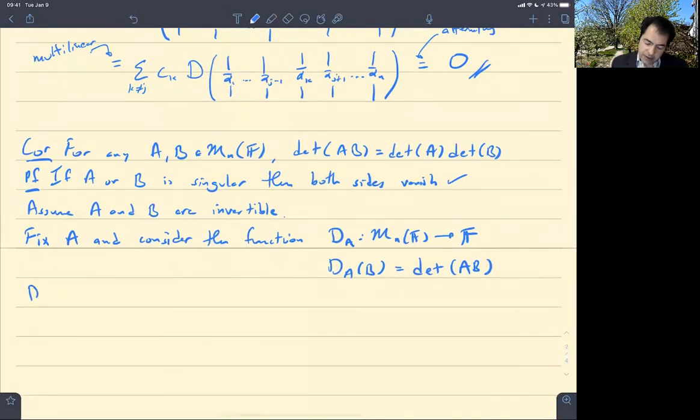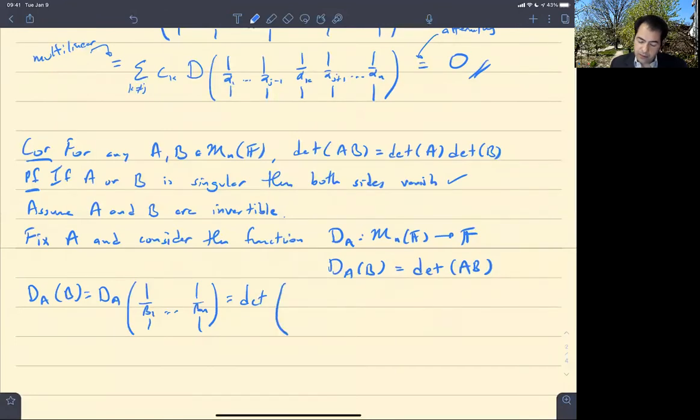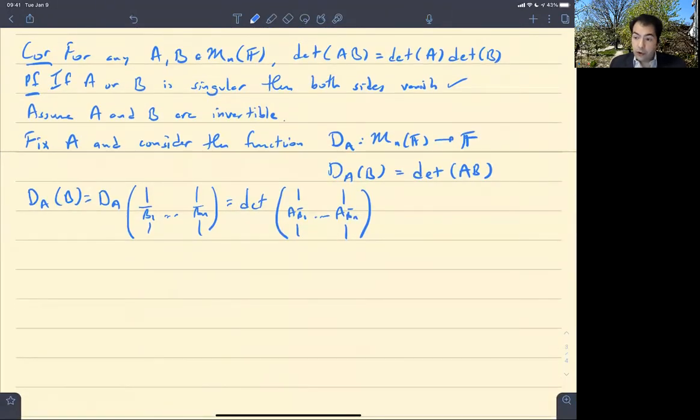Okay, notice that D sub A applied to a matrix B, so let's think about this in terms of the columns. So the columns of B, let's call them beta 1 through beta n. Then D sub A of this would be the determinant of A times B. And if you multiply A times B, you get a matrix whose columns are A beta 1 through A beta n.